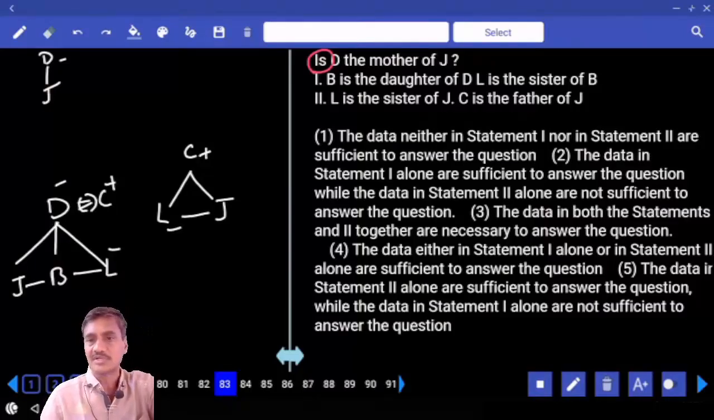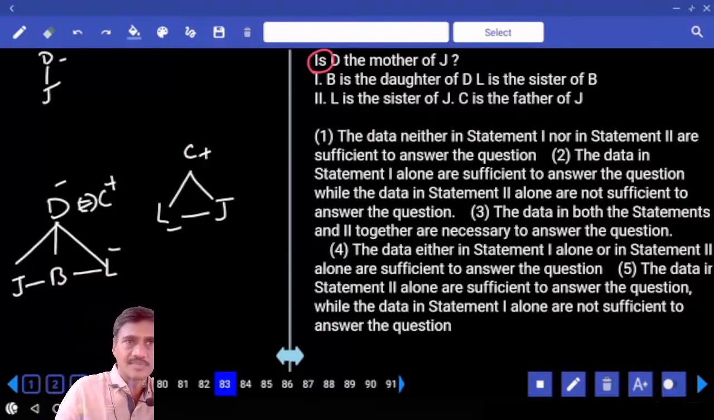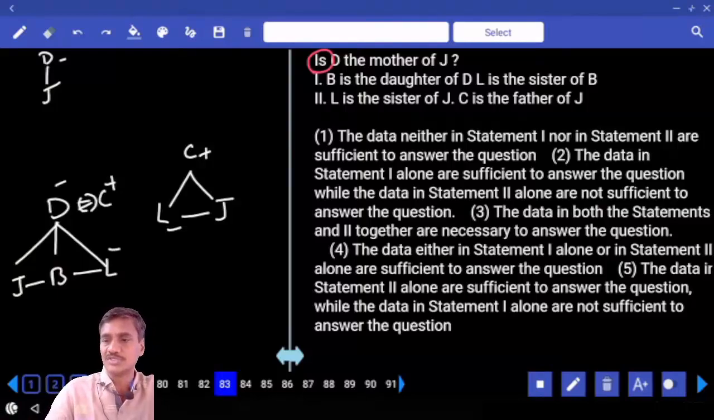Hence, are we getting the answer or not? Is D the mother of J or not? Yes. How do we get the answer? Only by combining these two. Hence both 1 and 2, that is choice 3.